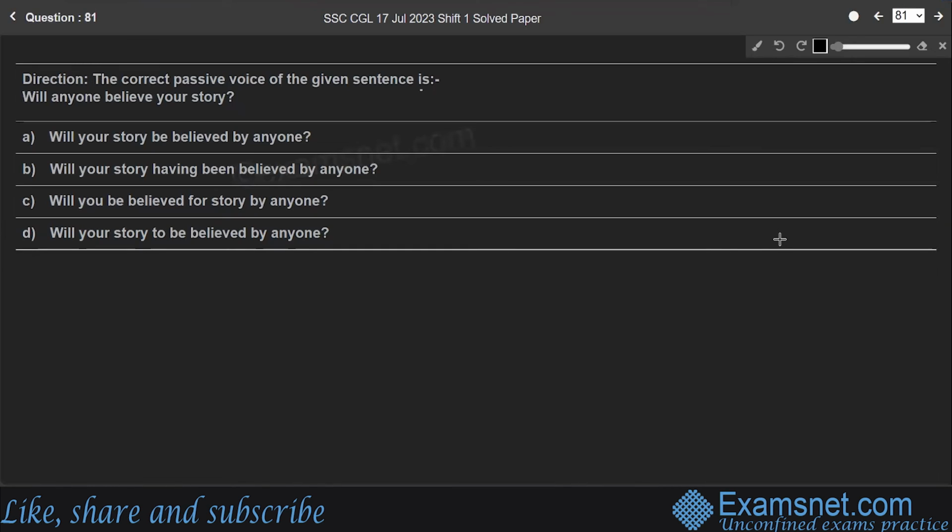Question 81. Here is the direction. The correct passive voice of the given sentence is. So the given sentence is in active voice form, right? Will anyone believe your story, right? So the general format of active voice is subject, verb, object, right? Subject, verb, object is the format. In active voice, a sentence emphasizes the subject performing an action. Here the subject is anyone, right? Anyone is the subject.